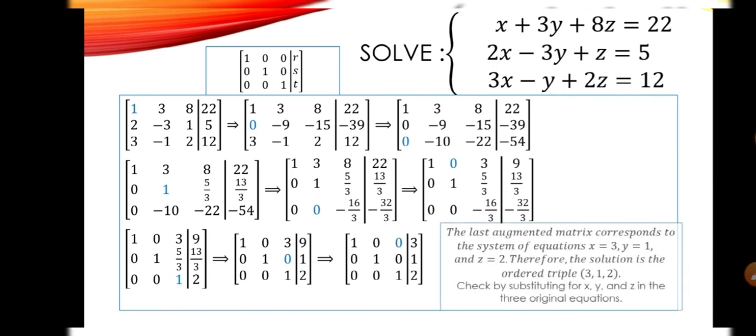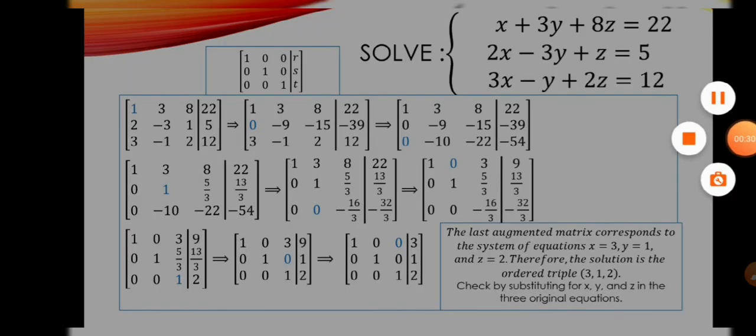The last augmented matrix corresponds to the system of equations x is equal to 3, y is equal to 1, and z is equal to 2. Therefore, the solution is the ordered triple 3, 1, 2. You can check your answer by using the substitution method, or substituting for x, y, and z in the original equations.